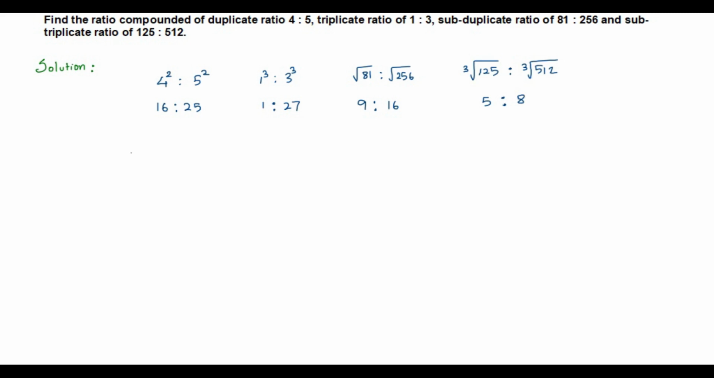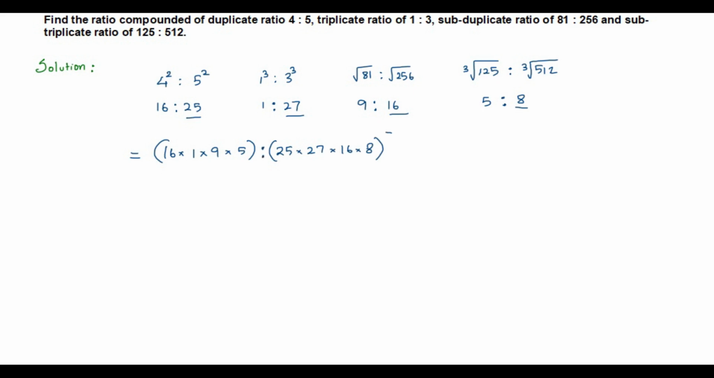Okay, so now we got the duplicate ratio of 4:5, triplicate ratio of 1:3, sub-duplicate ratio of 81:256 and sub-triplicate ratio of 125:512. Now we have to find the ratio compounded. So let's multiply all the first terms: 16 times 1 times 9 times 5. Now we have to multiply all the second terms: 25 times 27 times 16 times 8.